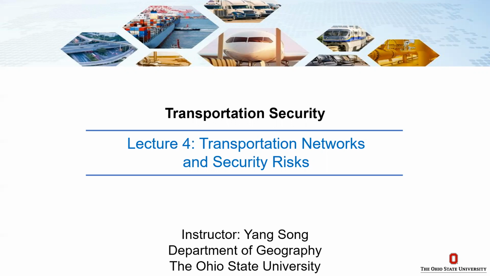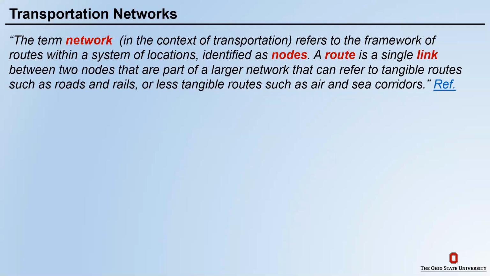Okay, so let's focus on the content of this week first, transportation networks. So let's just review the term network. Okay, it has multiple meanings, but in the context of transportation, it refers to the framework of routes within a system of locations identified as nodes, right? A route is a single link between two nodes that are part of a larger network that can refer to tangible routes such as roads and railroads, or less tangible ones such as air and sea corridors.